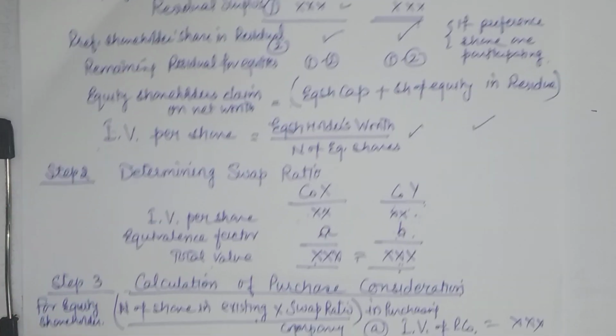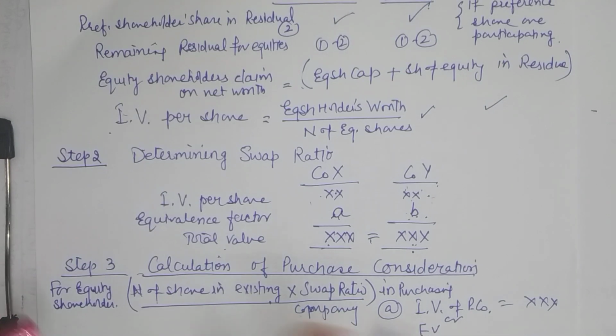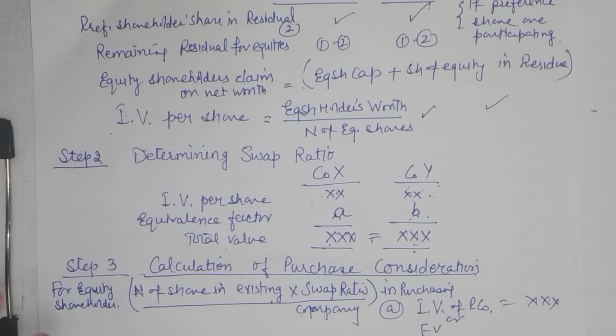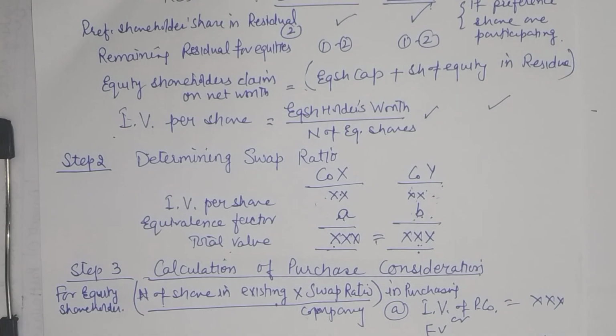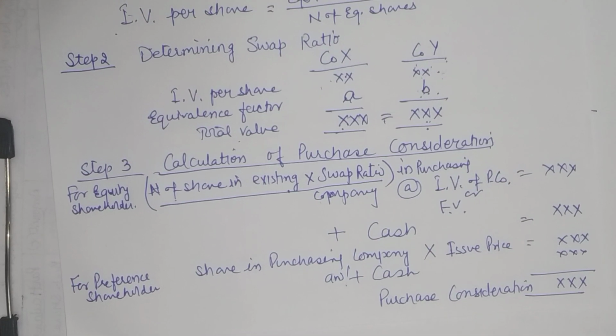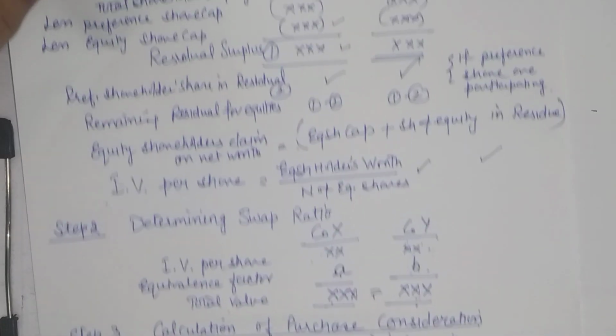Then you need to read it properly. Reading is how many shares in the new company for the shares held in the existing company. These will be given either at intrinsic value or at book value, that is par value, and accordingly purchase consideration will be determined. But for preference shareholders, the consideration will be determined separately. So this is how we calculate purchase consideration.